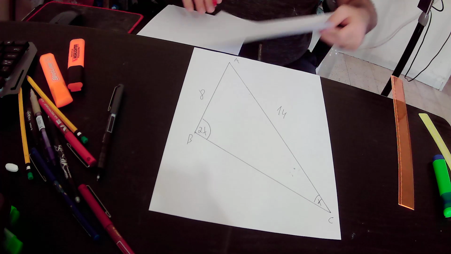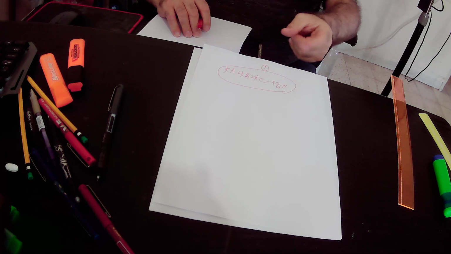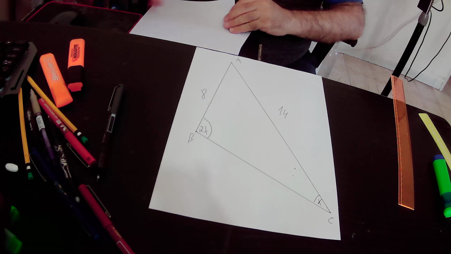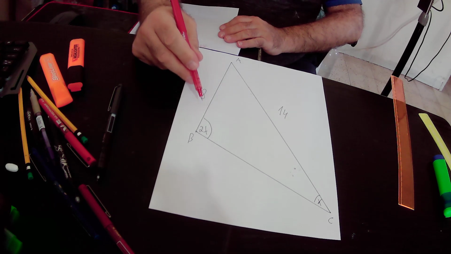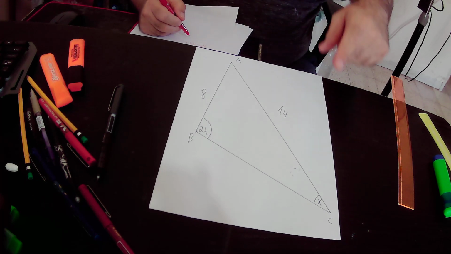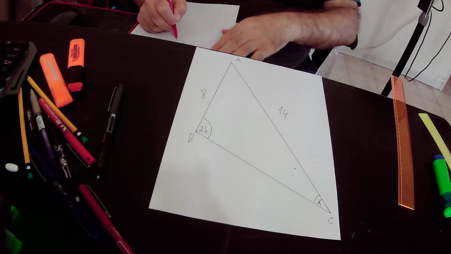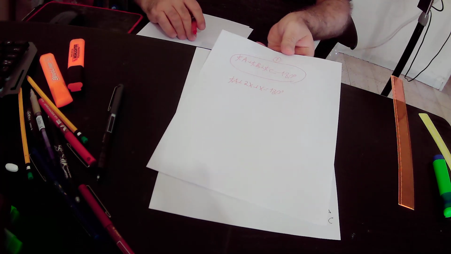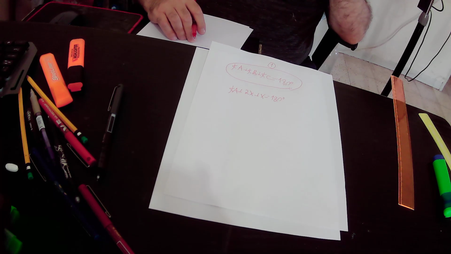Okay? The sum of the angles in any triangle equals 180 degrees. So angle A plus angle B, where angle B equals 2x, so we can substitute B by 2x. And angle C equals x, so we substitute angle C by x. So in total we got that angle A plus 2x plus x equals 180 degrees.